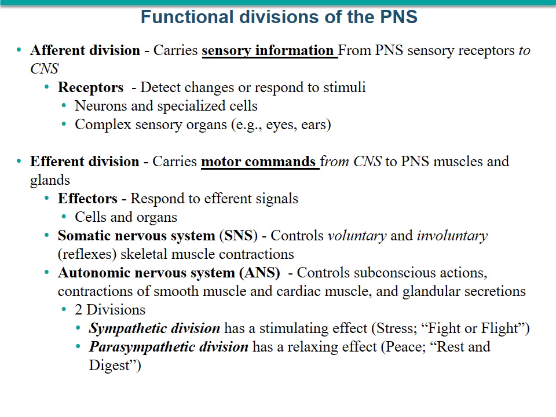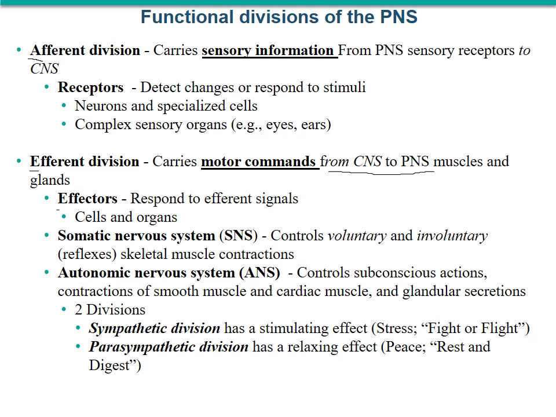The efferent division, and I'm stressing the A and the E because I'm hoping it will help you to remember that A arrives at the brain and E exits the brain. Therefore, A would be sensory and E would be motor. The efferent division carries the motor commands from the CNS to the PNS muscles and glands.